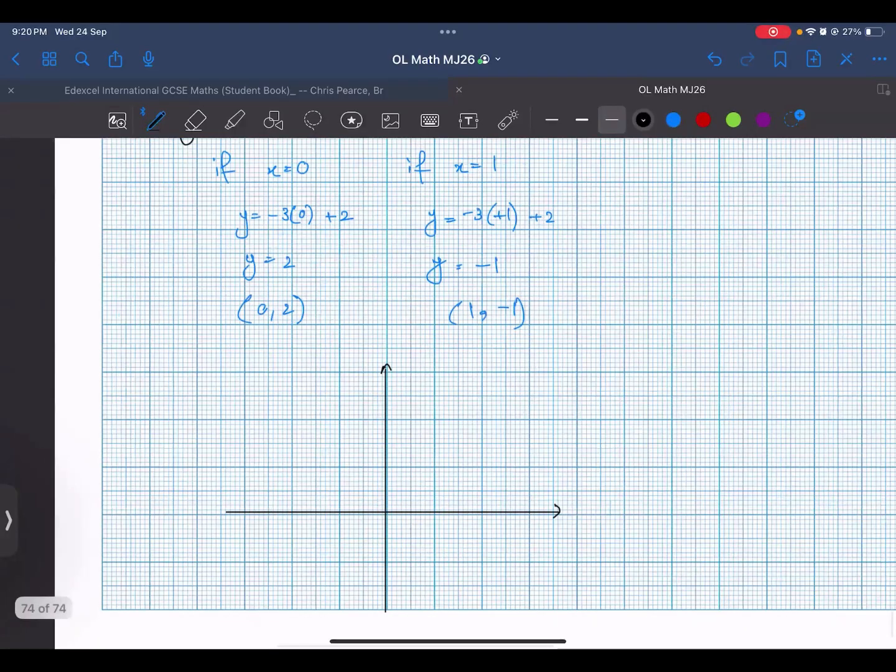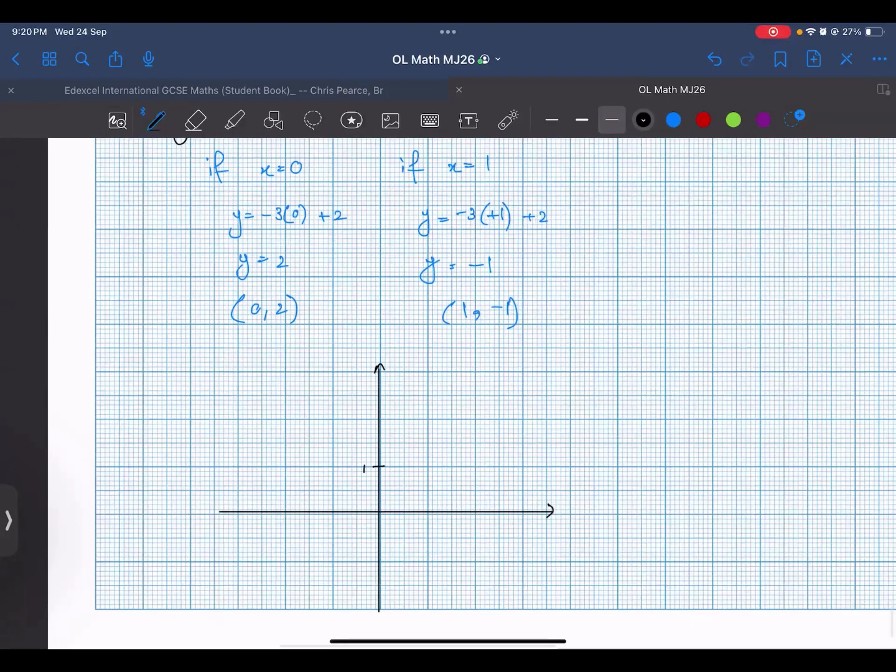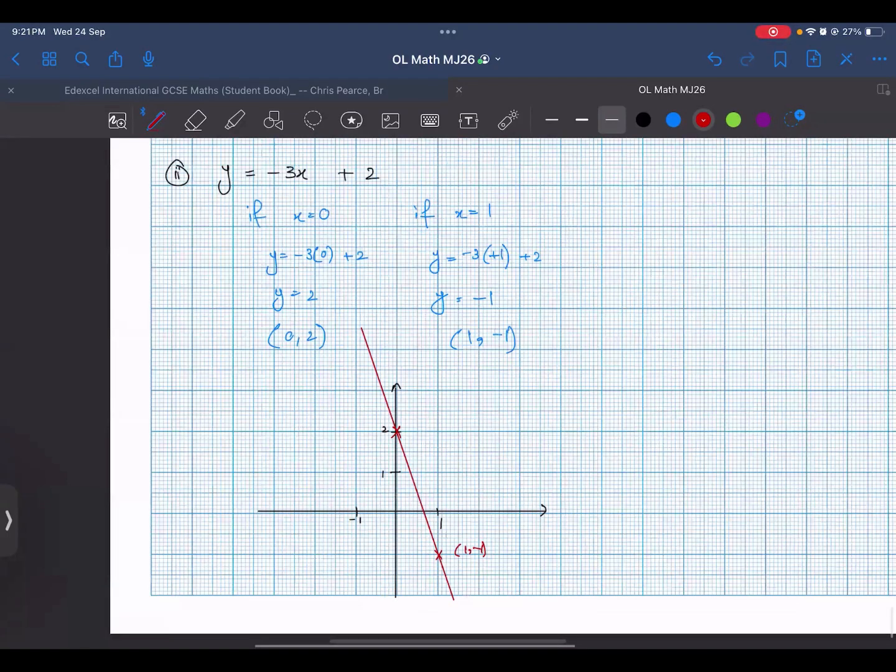Let's suppose this is 1, this is 2, and this is 1, and this is minus 1. So you plot these 2 points. (0, 2) is this point, when your x is 0 and y is 2. And when your x is 1 and y is minus 1, this point. Now you join these 2 points and then extend it. This is your line. That's it.